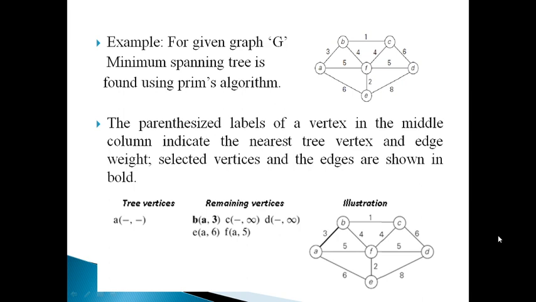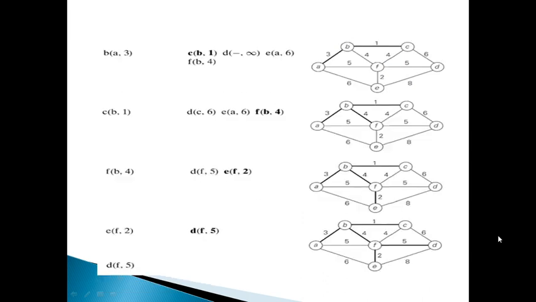So it is shown as C of hyphen comma infinity and D of hyphen comma infinity. It means C is not directly connected to A and distance is unknown. So that is infinity, that is long distance, and same for D also. In the next step, vertex B will be selected as it is nearest to A with a minimum weight of 3.